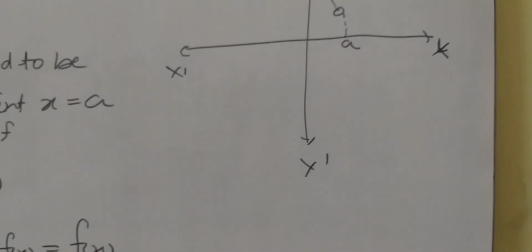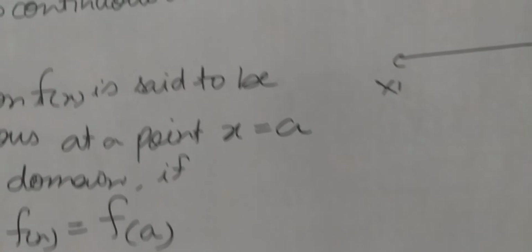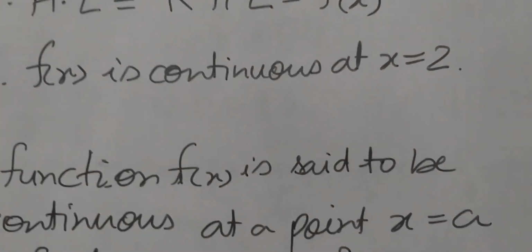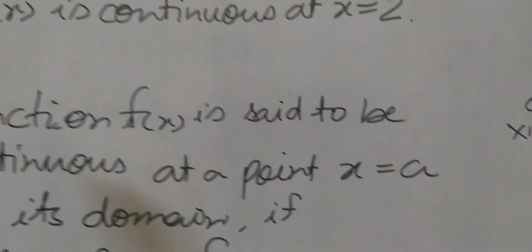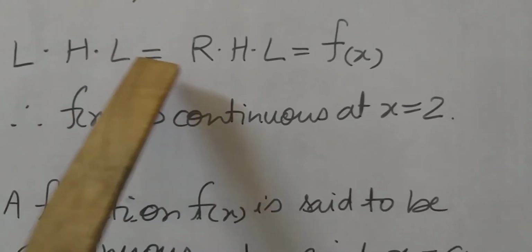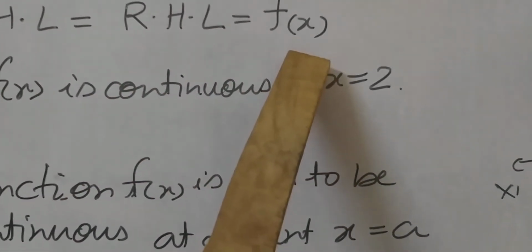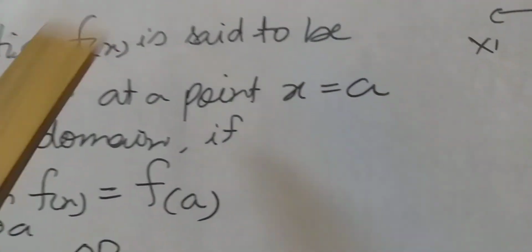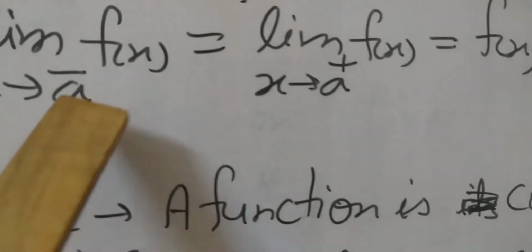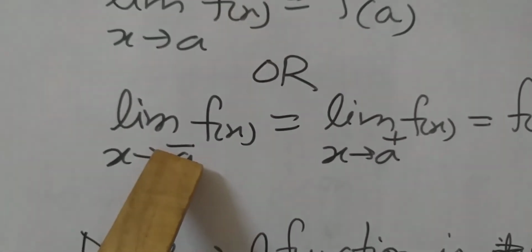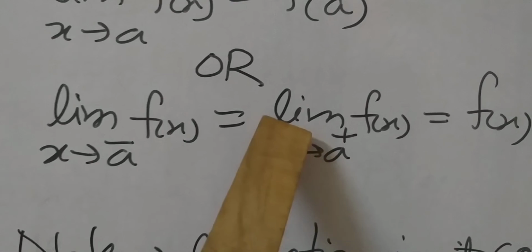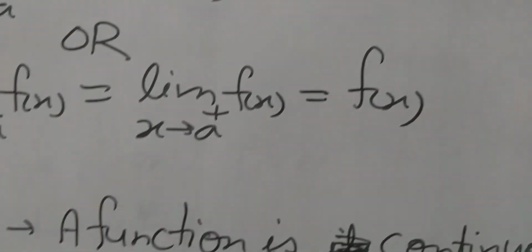Okay, students. So you have to remember a function is continuous when left hand limit equals right hand limit equals f(a) at the point, or you can say limit x tends to a minus f(x) equals limit x tends to a plus f(x) equals f(a).